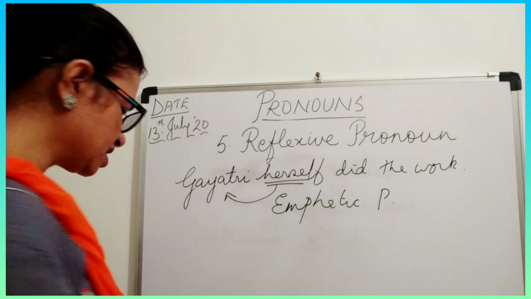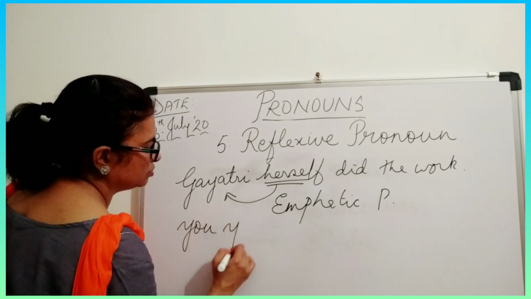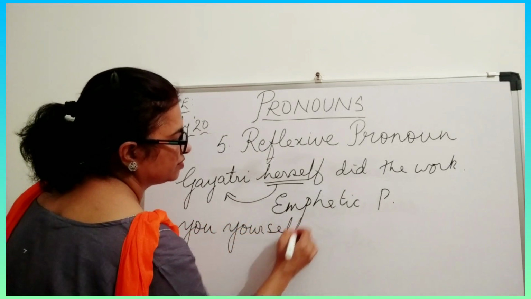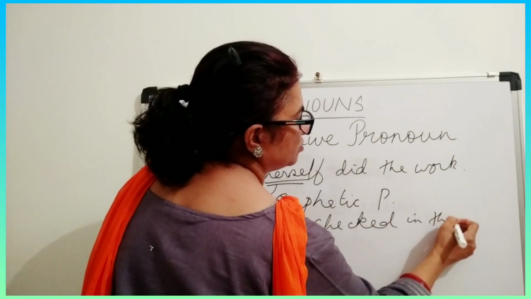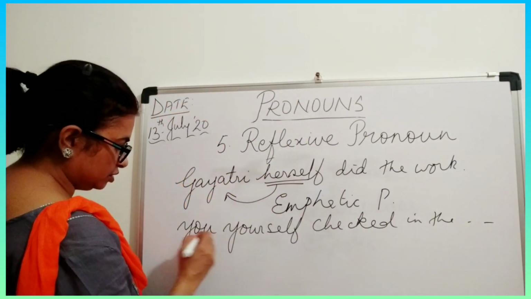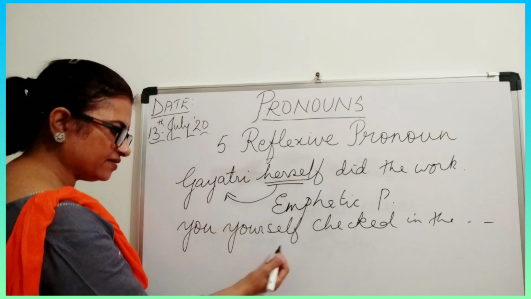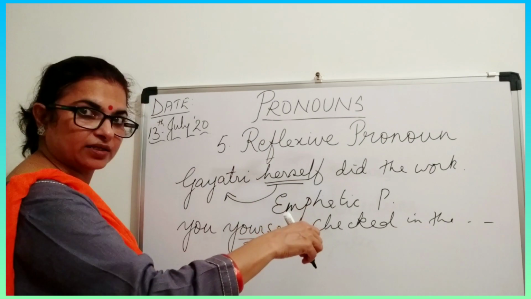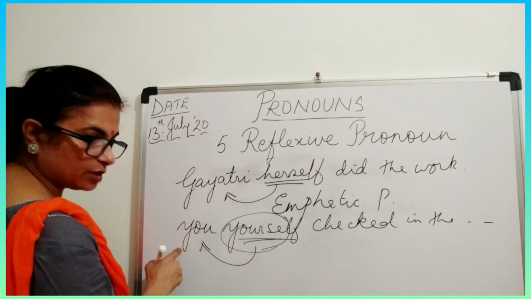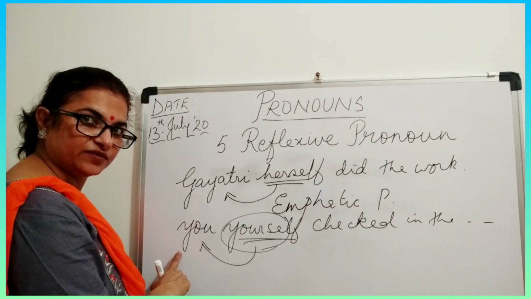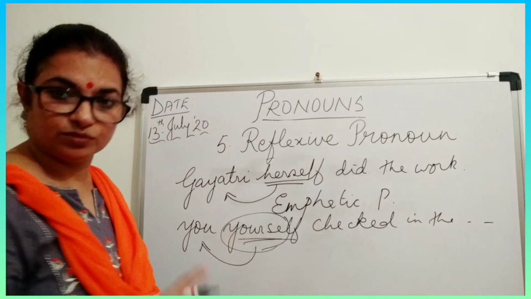Let's take another example which is given in your book: you yourself checked in the morning. If I hide this, you checked in the morning, even this will do, but still they have written yourself, you yourself checked. So this word is just used to put emphasis on the subject, emphasis on the doer of the action. So that is why we call these emphatic pronouns.